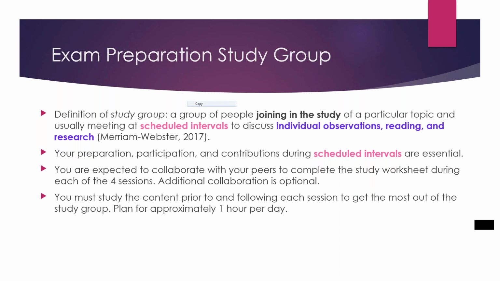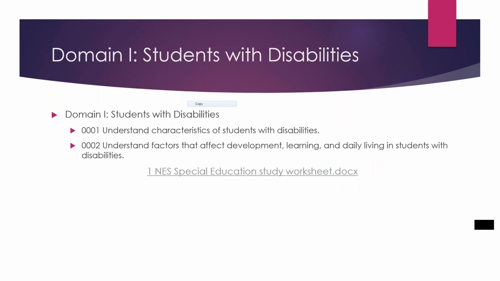Could you just give me a hand wave to signal a thumbs up that you were able to complete the worksheet for Domain 1, Students with Disabilities? I know in our last session we got through a portion of it, but there was still much to complete. So hopefully you were either able to collaborate with your peers or you completed it on your own. Okay, I'm not seeing any hands, so I'm assuming that means you were not able to complete worksheet 1.